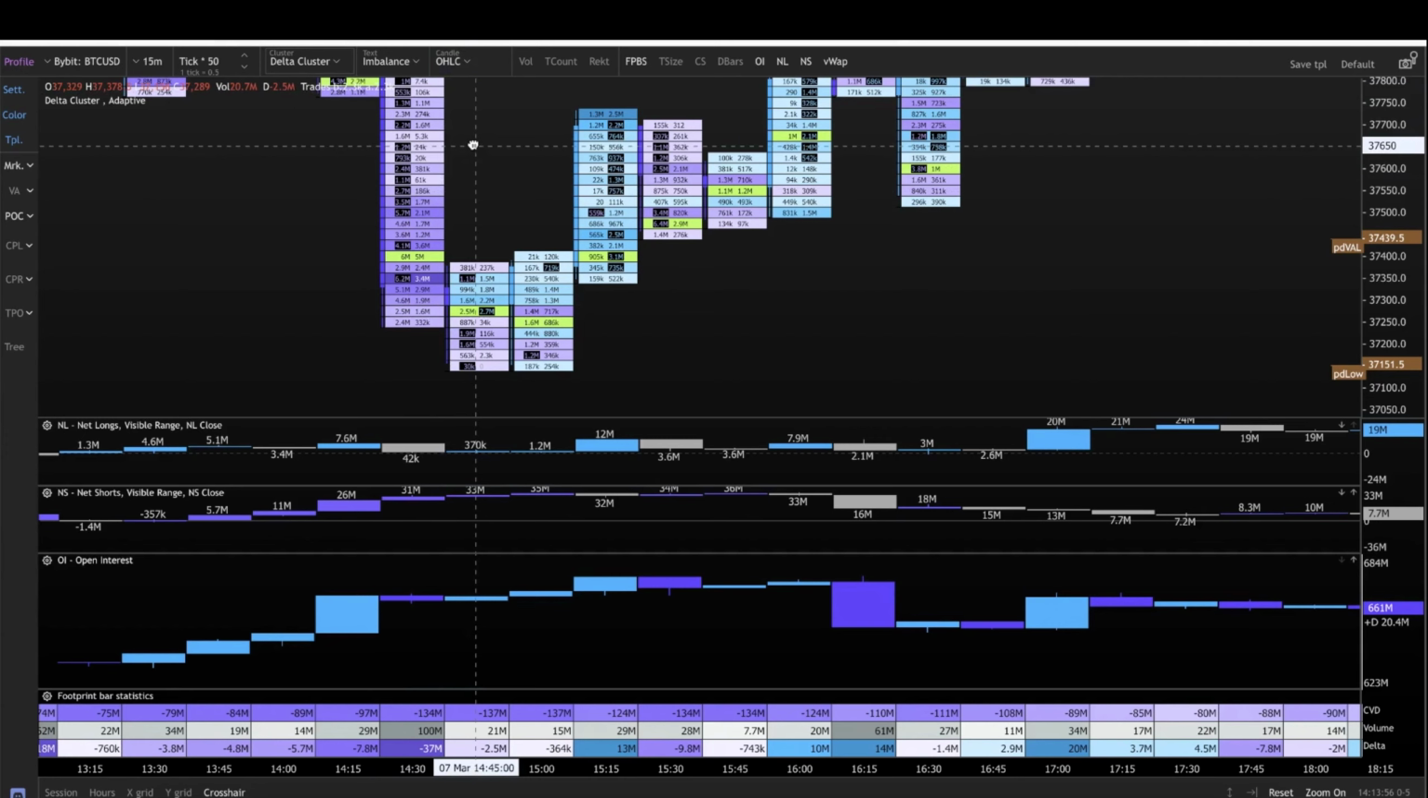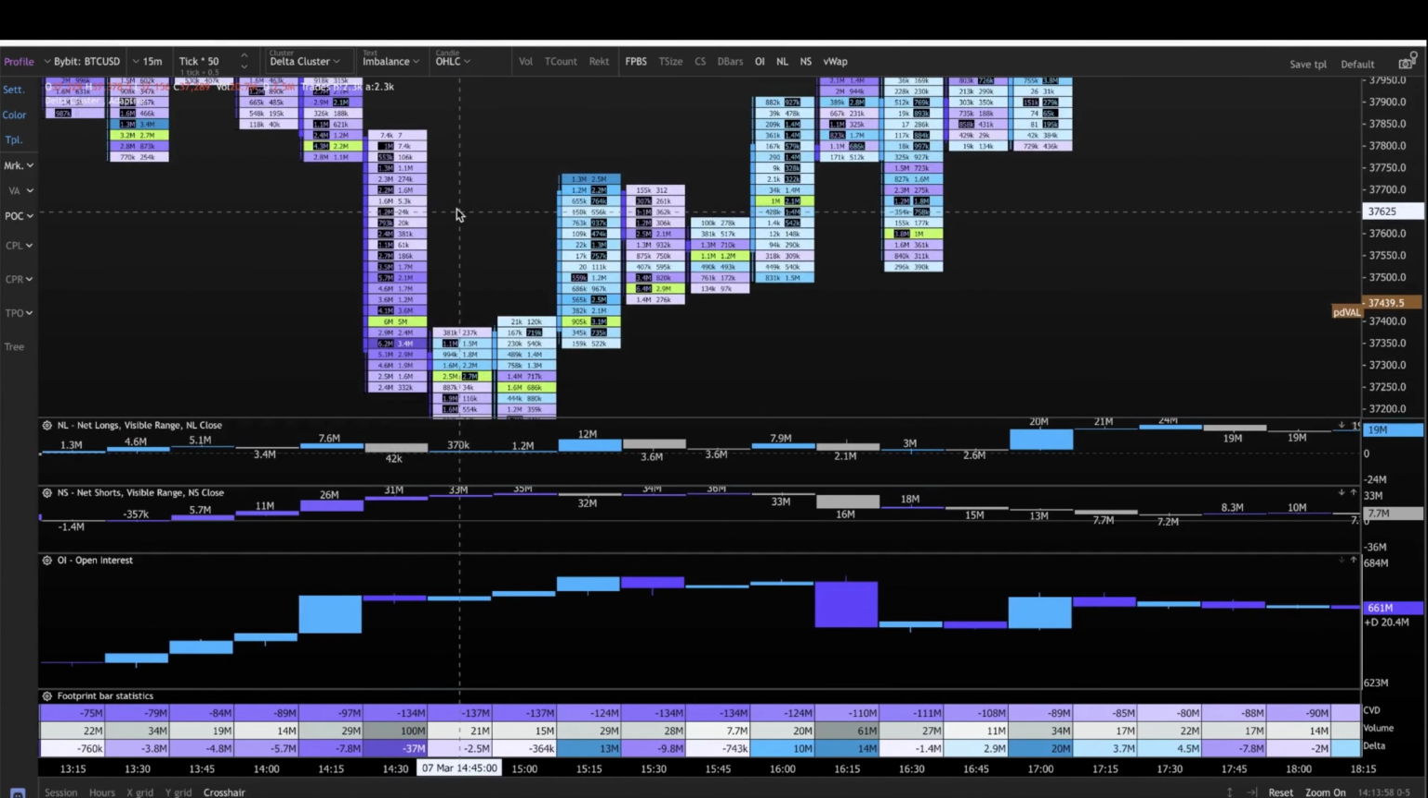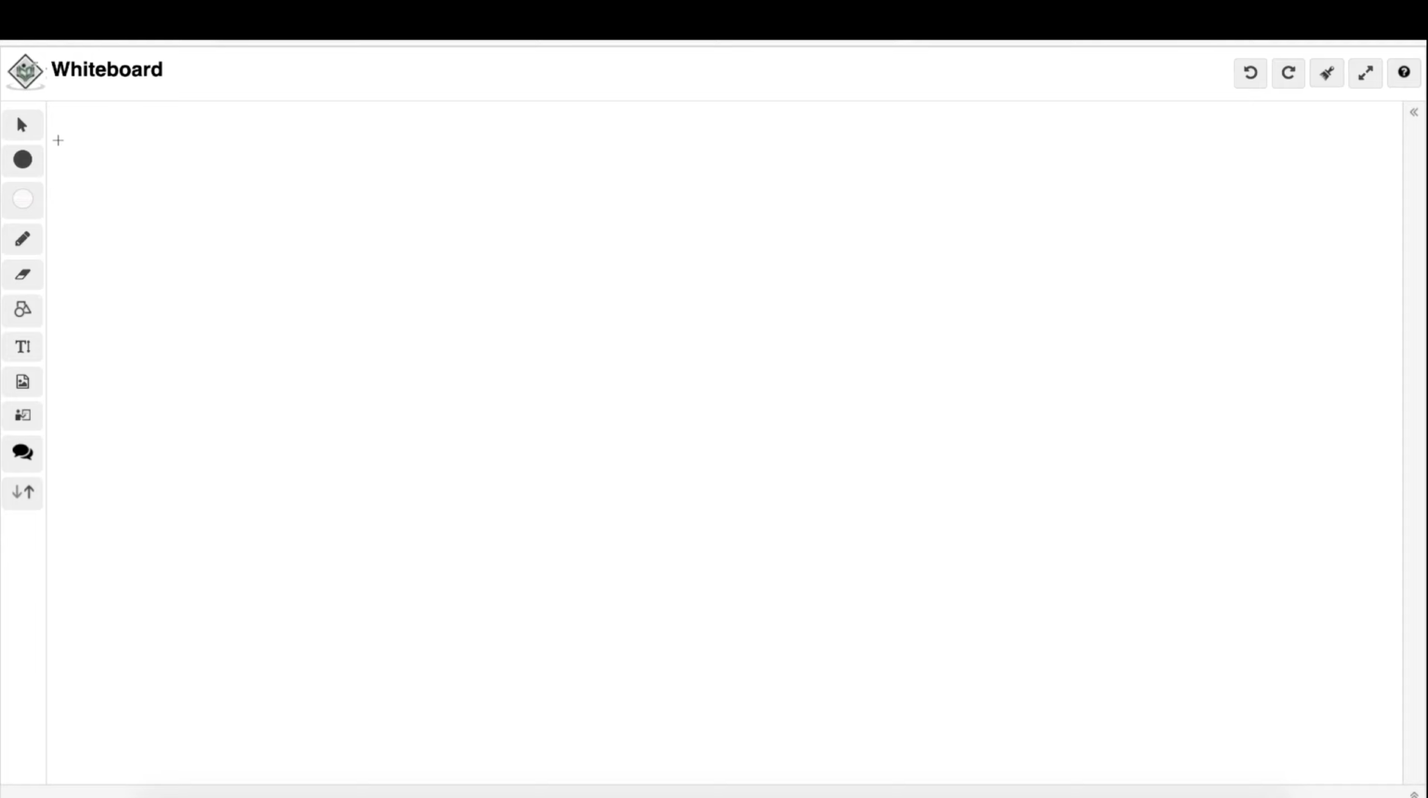Now remember, the footprint chart is only showing us market orders. It's not showing us limit orders, because here's why. A market order is immediately filled. If I place a market order, immediately my trade is filled. If I place a limit order, let's say that I have a limit order right here. I'm just using visuals. This is a limit order.